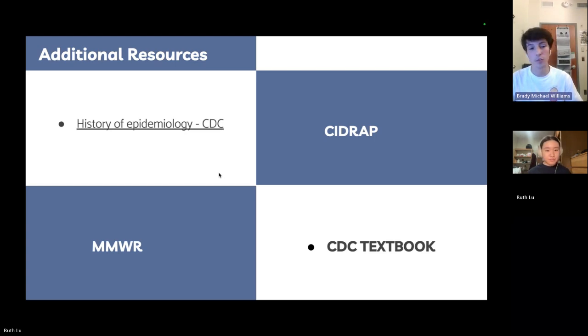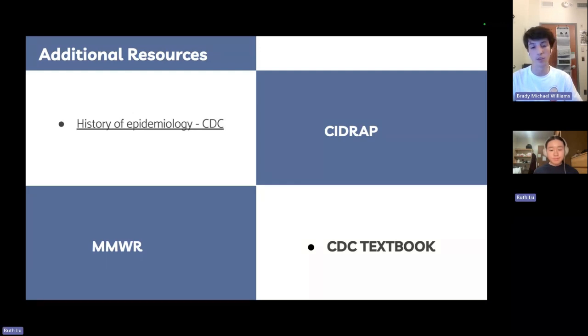Here are some resources that can be helpful. The history of epidemiology page on the CDC has a lot of good information about some of the big figures in epidemiology that you'll see. CIDRAP is based at the University of Minnesota, which I'm kind of biased for because I'm from Minnesota, but they have a lot of good infectious disease reporting. So if you want to keep up on outbreaks, that's a good option. Same with MMWR, which is run by the CDC.